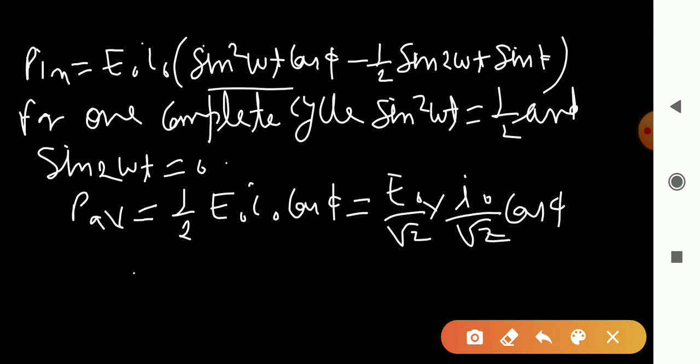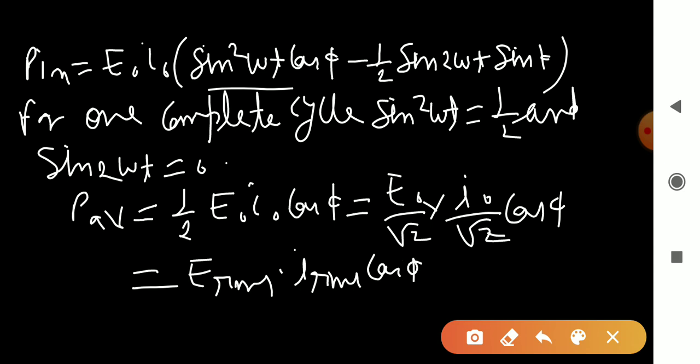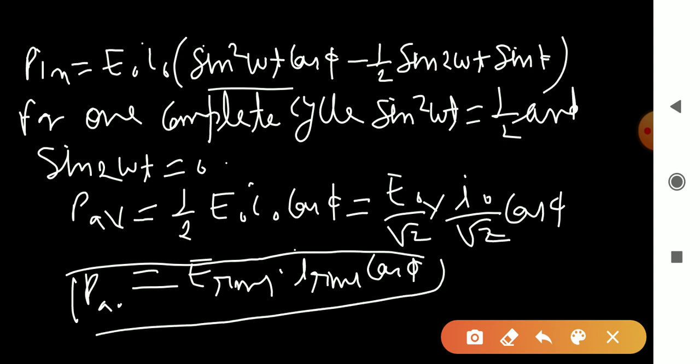Or this equation is equal to E naught by root 2 is E RMS, I naught by root 2 is I RMS, cos phi. P average is given by E RMS I RMS cos phi, where cos phi is known as the power factor in the circuit, and its value depends upon the nature of the circuit.